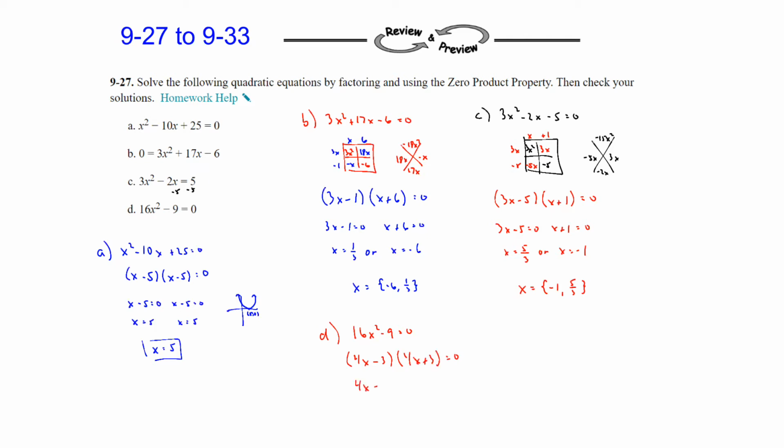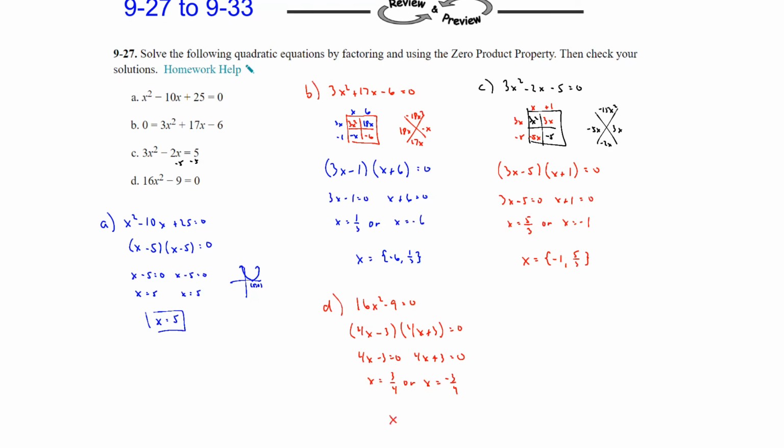And then once again, using the zero product property, we're going to set our factors equal to 0. So we'll add 3 and divide by 4, and then subtract 3 and divide by 4. So we get x equals 3/4 or negative 3/4. Or we could write it in our solution set here, negative 3/4 or 3/4.